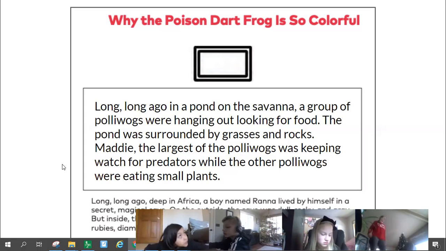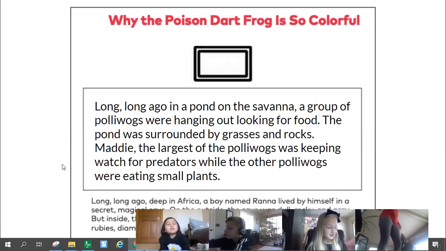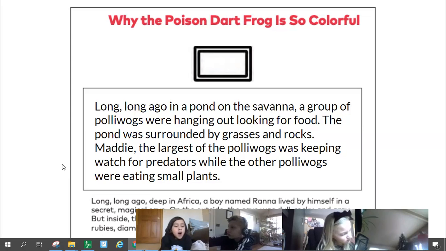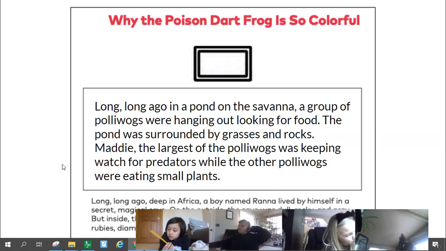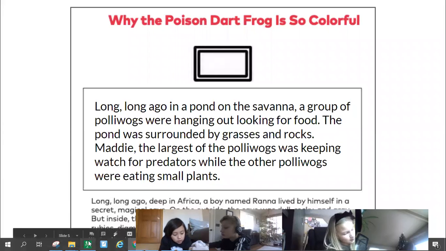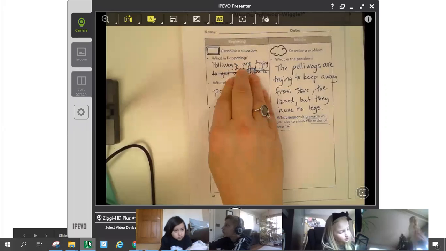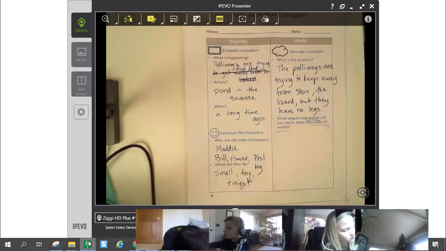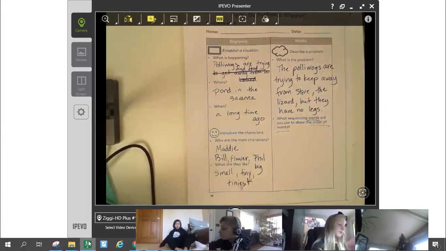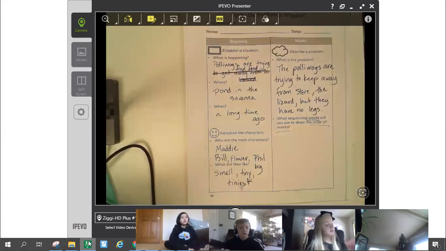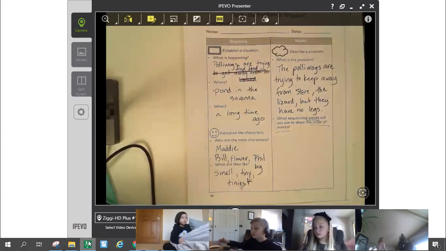Maddie, now I'm starting in my characters, but I'm not going to give a whole lot of information. This is still mostly about what's going on in the story. Maddie, the largest of the pollywogs, was keeping watch for predators while the other pollywogs were eating small plants. Okay, so I have 3 sentences that came from the section in my plan right here. Most of this came in the first sentence, and then I had to give some precise language and some interesting words and phrases to keep my reader interested in what I was going to do.